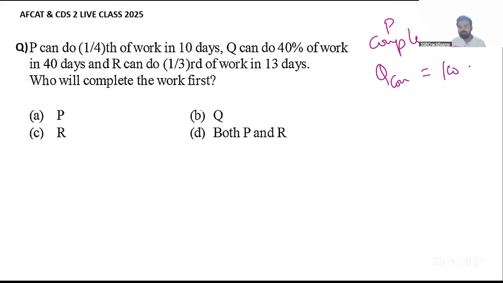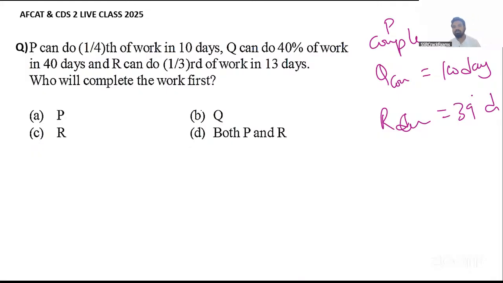Since 40% is 40, it is just a simple concept of percentage. No need to be confused here, I'm not doing any kind of magic here. It is very simple things I am doing. And R can do one third of the work in 13 days. It means complete work in 39 days. So one is 40, one is 100, and one is 39.